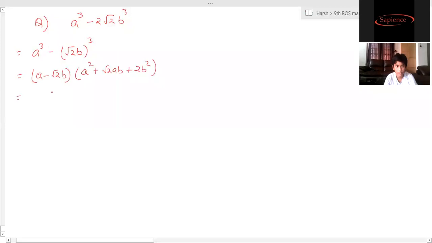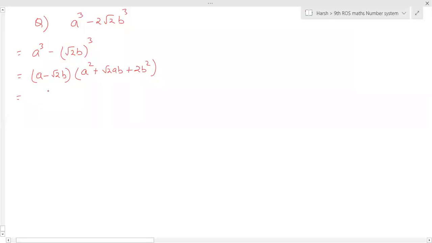Others? Does anyone have any other answer? Sir, a minus 2 under root 2b into a square plus 2 under root 2ab minus 2 under root 2b square. This is the answer I got. Deepika, how did you get 2 under root 2?